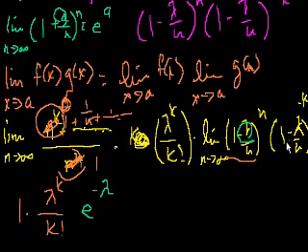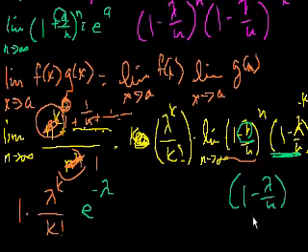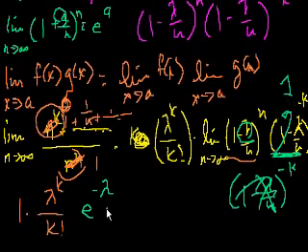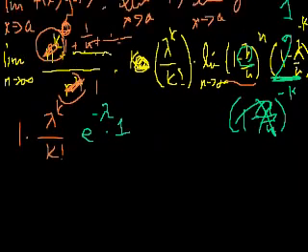And then finally, what's the limit as n approaches infinity of 1 minus lambda over n to the minus k power? Well, lambda is a constant. As n approaches infinity, this term is going to approach 0. So you have 1 to the minus k. 1 to any power is 1. So that term becomes 1. So there you have it.